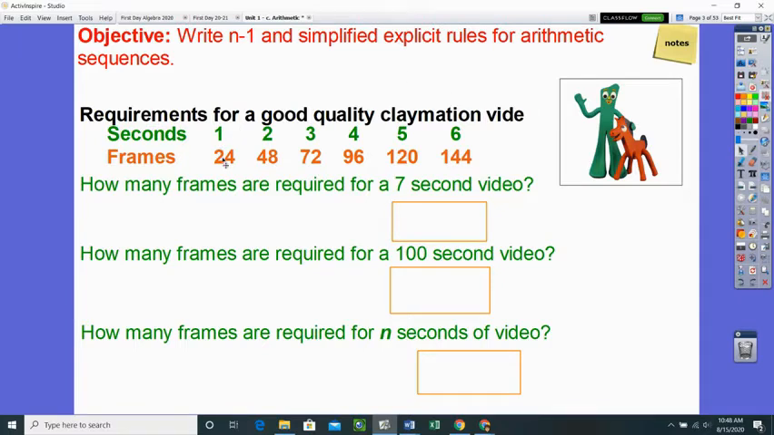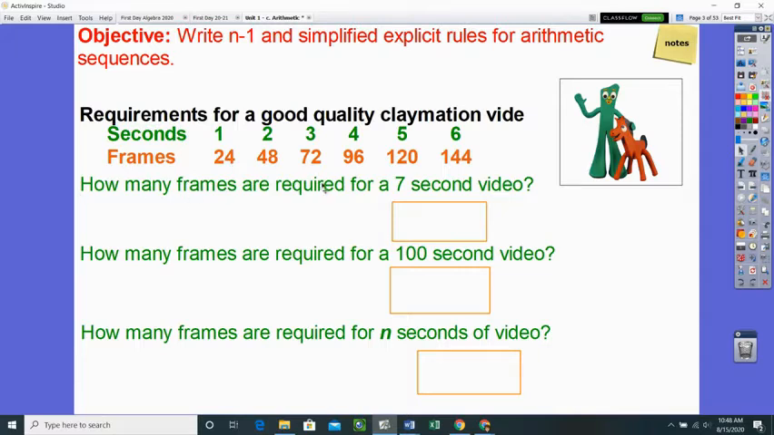So our sequence is 24, 48, 72, 96. And in this particular case, it happens to be the number of frames. Think of it as the number of pictures. And the 1, 2, 3, 4, which would be the first term, the second term, the third term, those numbers in this particular case actually represent the number of seconds. So you're looking at 24 pictures per second to get smooth movement, to make it look not like it's jumping.